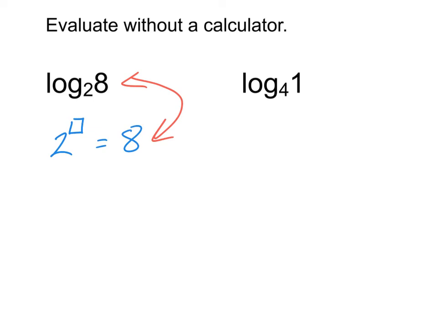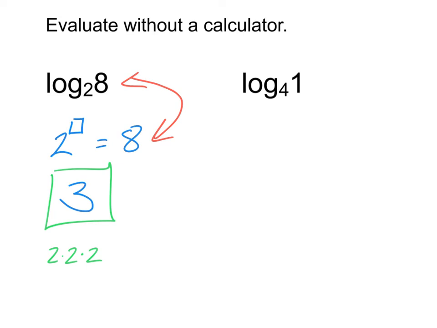Well, if I start thinking about it, 2 times 2 is 4, times 2 is 8. So notice it took 3 of the 2's to be multiplied together. Therefore, it would equal 3. And notice in this case I did not write x equals 3 because there is no x in the original. So it's just log base 2 of 8 equals 3.